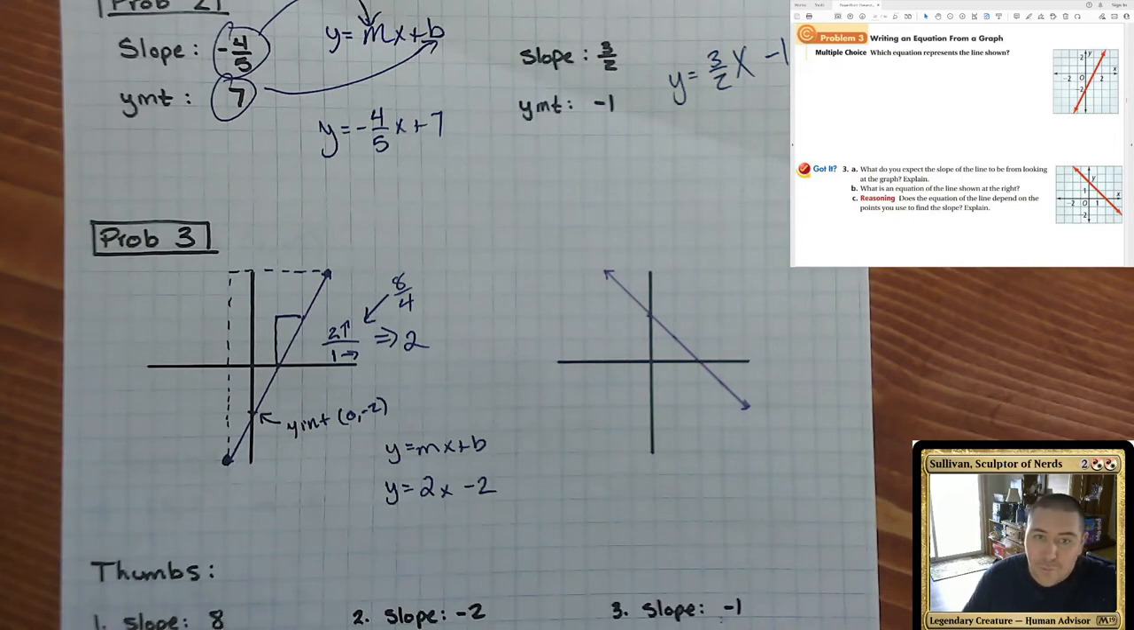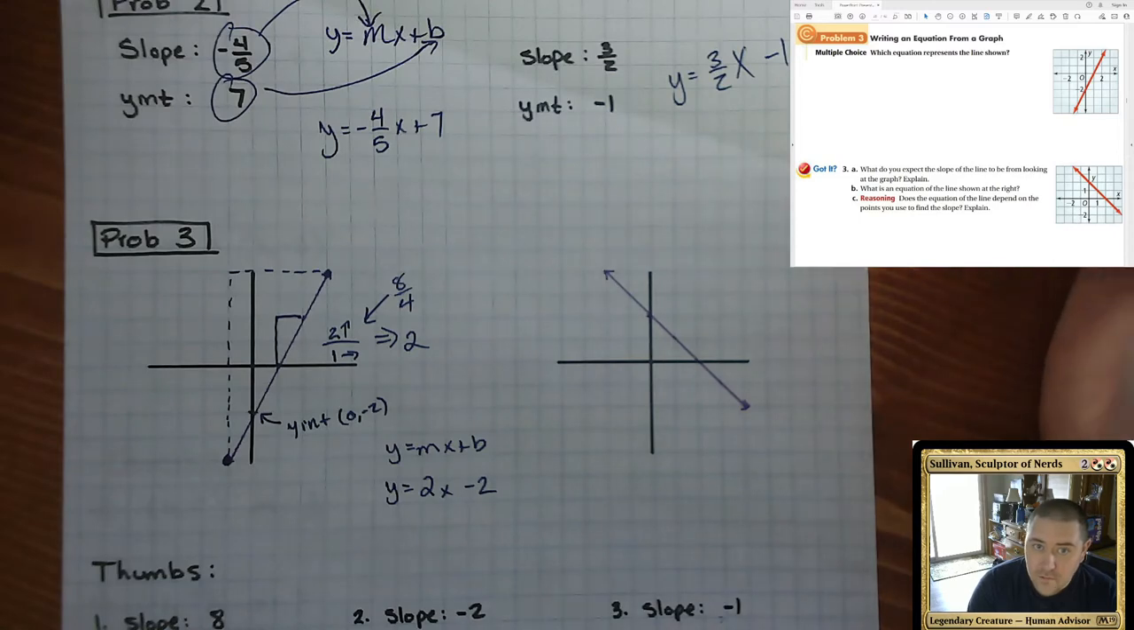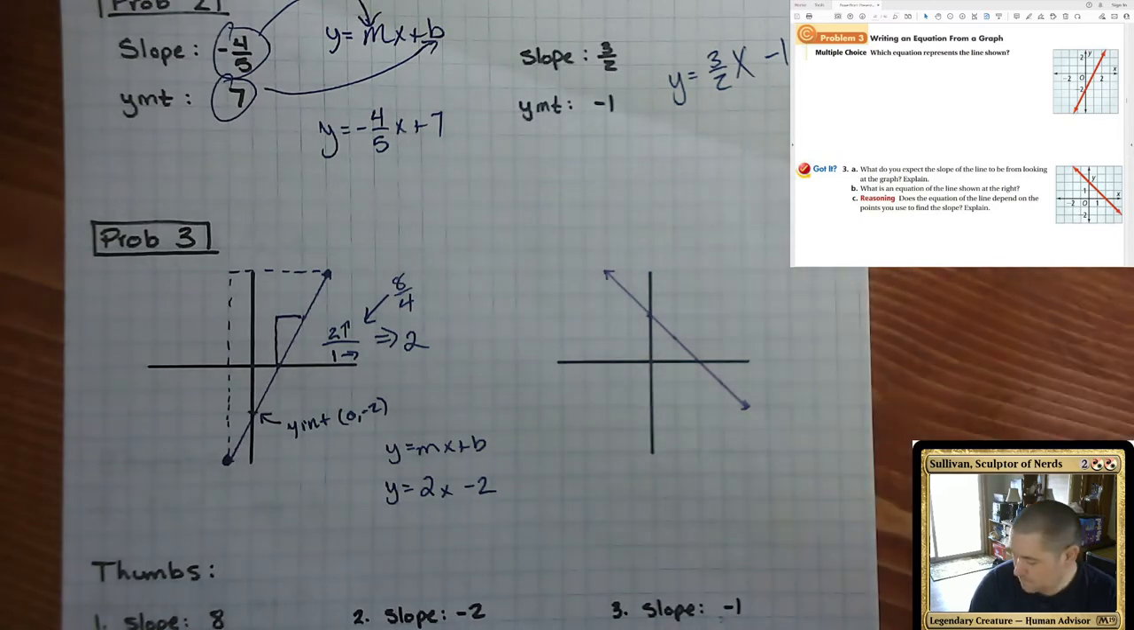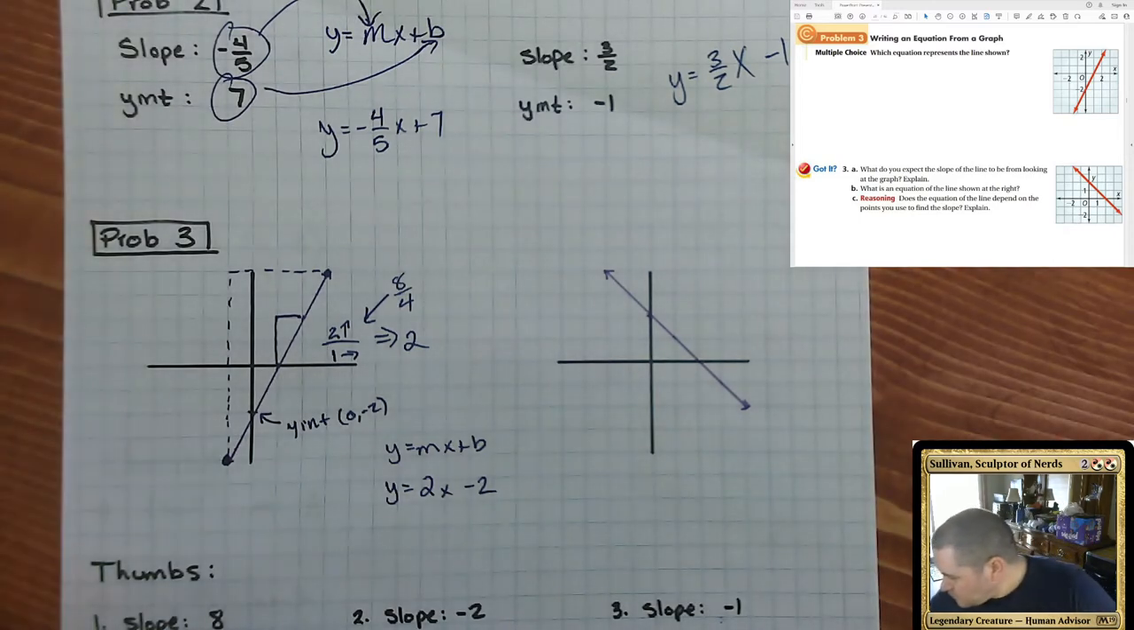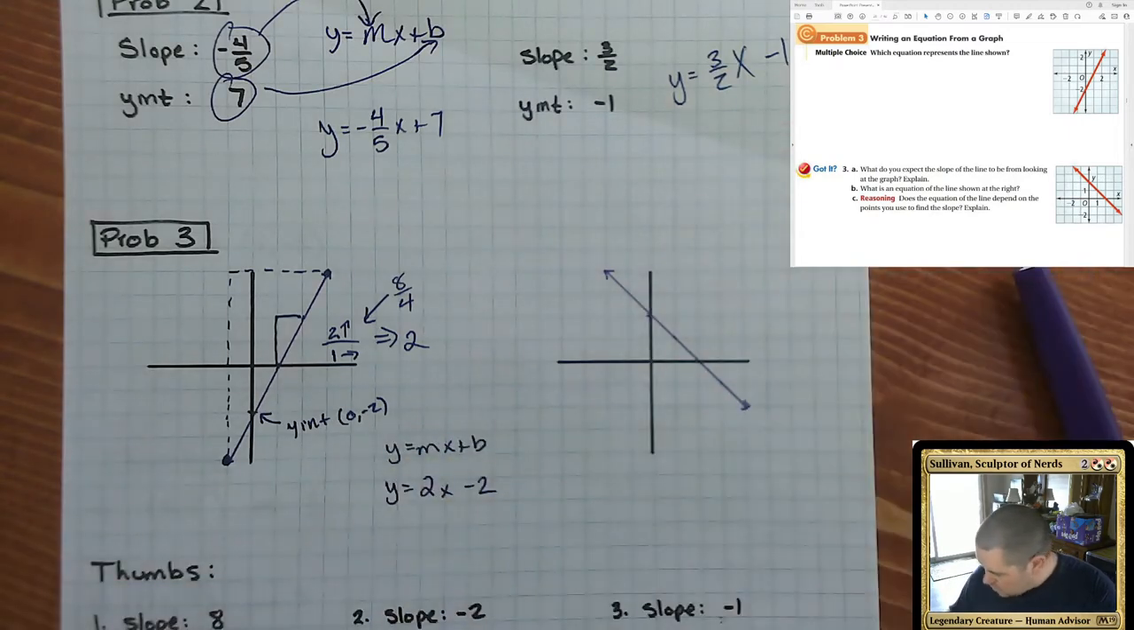If you would, pause and answer all three questions for 3A, B, C. And hopefully you actually did that. Here's a purple. I have a purple pen. That works. Purple pens are good.